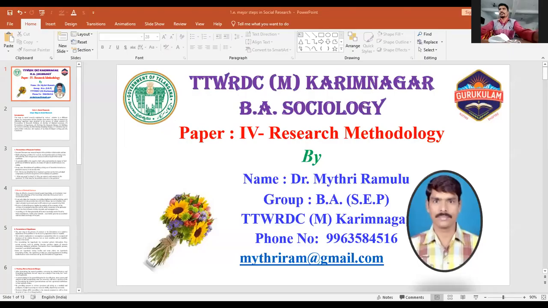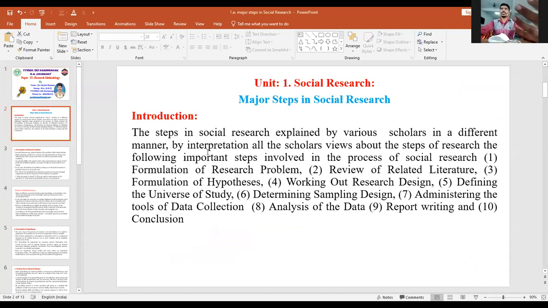My dear students, this is the fourth semester paper, titled research methodology. In it, there are various chapters we need to discuss, but we have been discussing the first unit. The first unit is titled social research. In social research, today let us discuss the various steps in social research, okay?